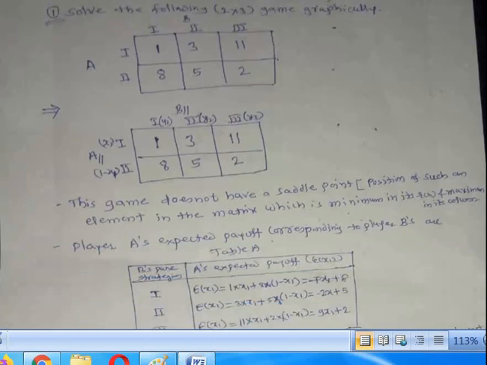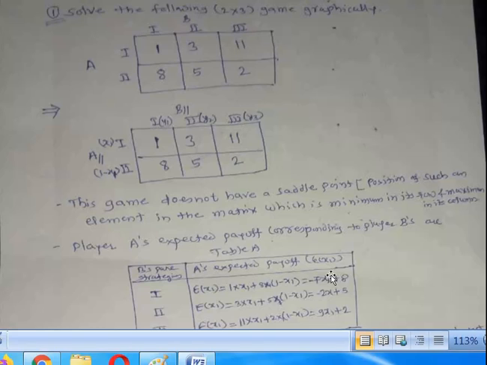Solution. You have to rewrite the payoff matrix as it is, and you have to assume player A's first strategy as x1 and second as 1 minus x1. Similarly, player B's first strategy as y1, second strategy as y2 and third strategy as y3. This game does not have a saddle point, because a saddle point is the position of an element in the matrix which is minimum in its row and maximum in its column. So this game does not have a saddle point.